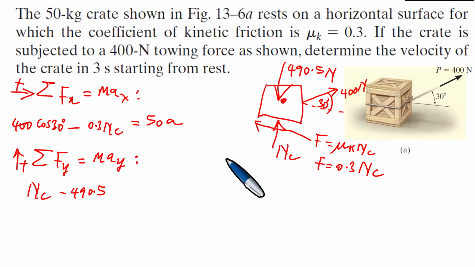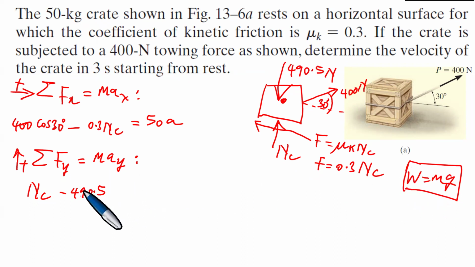The 490.5 arises as a consequence of the fact that weight itself is mg, like so. So that in the end, you have the following.